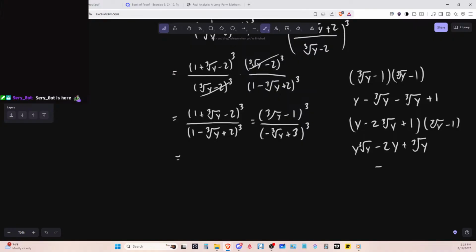That we have minus y, plus 2, minus 1. Then we have 3y, then 3 cubed. Okay.